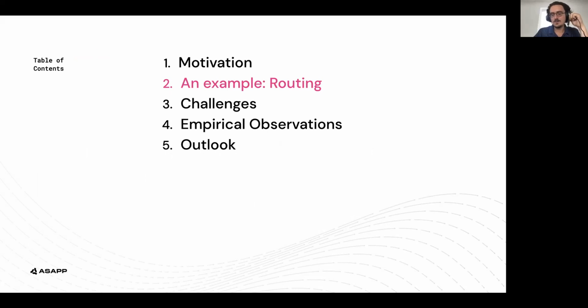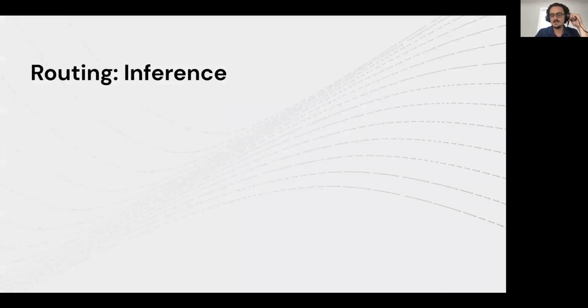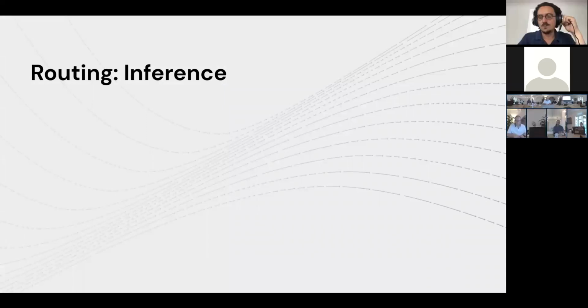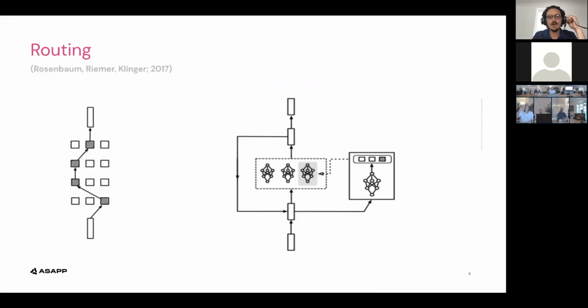Again, because I think we're all in agreement, motivation stays very short. And I want to walk you through the example of routing. I think some of you are already familiar with it, but this is essential for following the next steps. I'm going to start with the forward pass, the inference step of routing. The inference step can roughly be described by having two components.